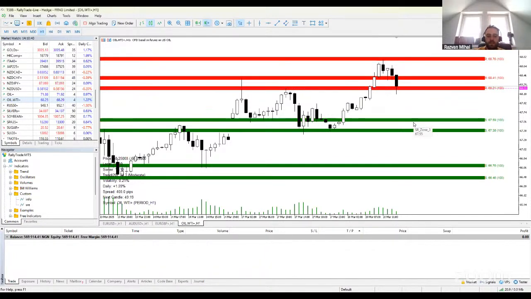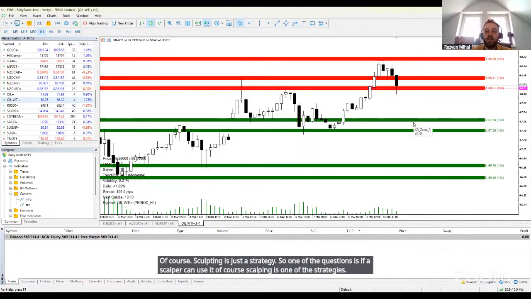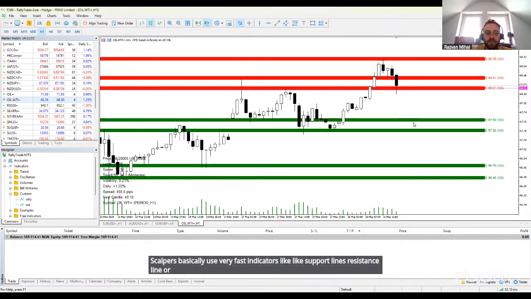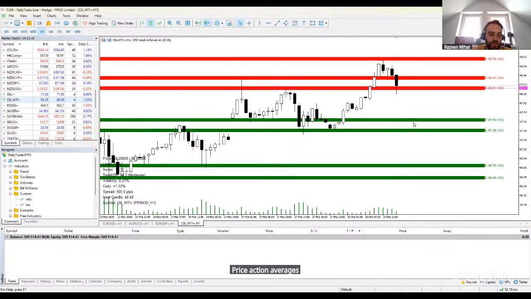Of course, scalping is just a strategy. So one of the questions is if a scalper can use it. Of course, scalping is one of the strategies. Scalpers basically use very fast indicators like support lines, resistance lines, or moving averages, because they really need fast signals, not lagging signals. So each time scalping is profitable, the strategy will use fast signals based on price action, price action averages, daily averages or minute averages, and so on and so forth. This is how scalping would actually work very well.